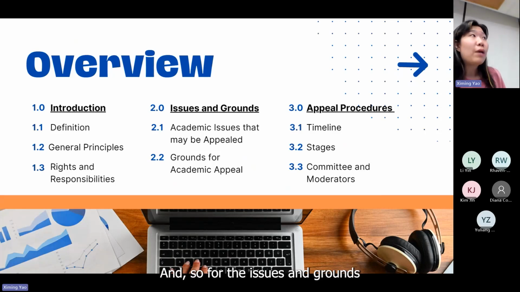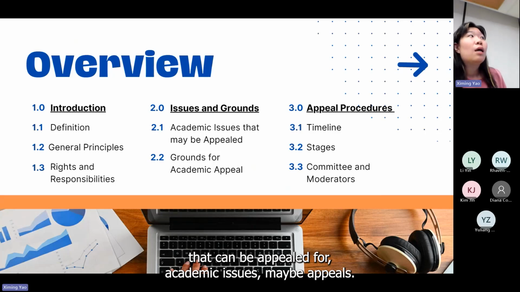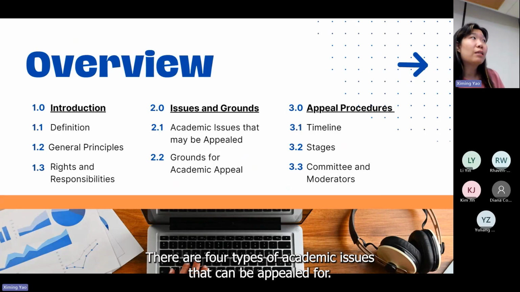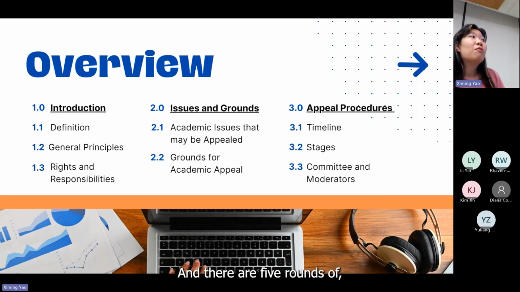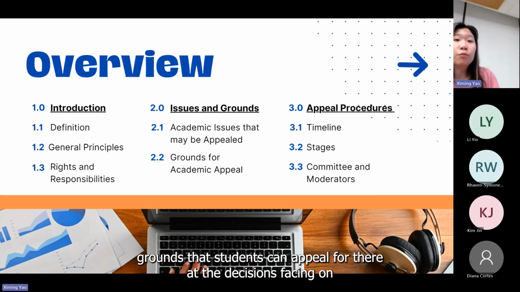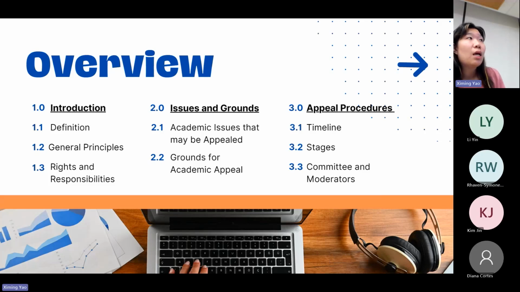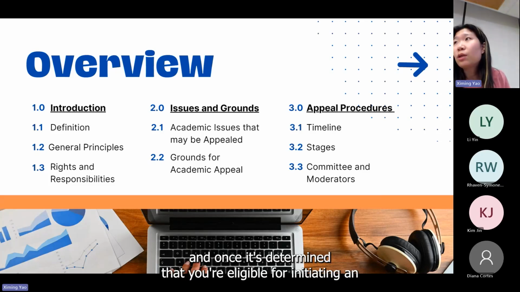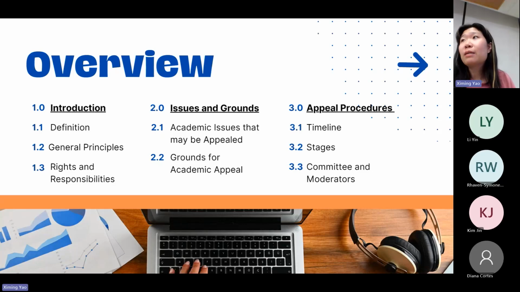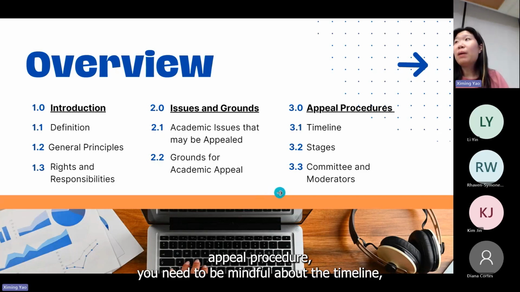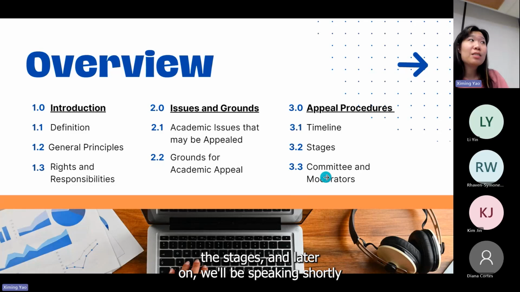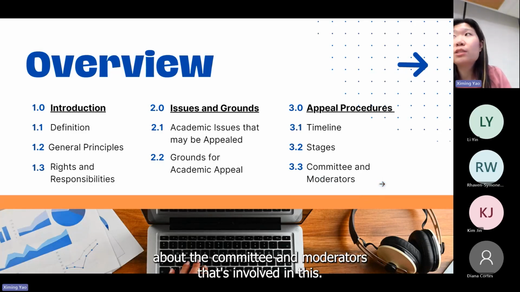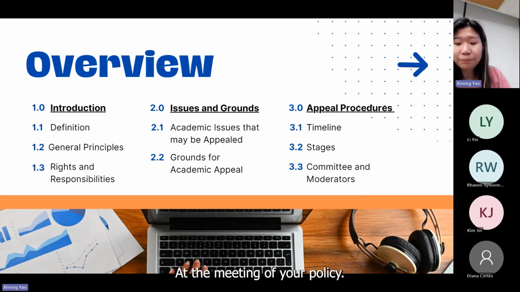For the issues and grounds that can be appealed, academic issues may be appealed. There are four types of academic issues that can be appealed, and there are five grounds that students can base their appeal of academic decisions on. And once it's determined that you're eligible for initiating an academic appeal procedure, you need to be mindful about the timeline and the stages, and later on we'll be speaking shortly about the committee and moderators that are involved in this academic appeal policy.